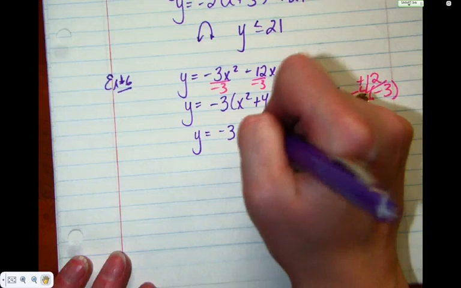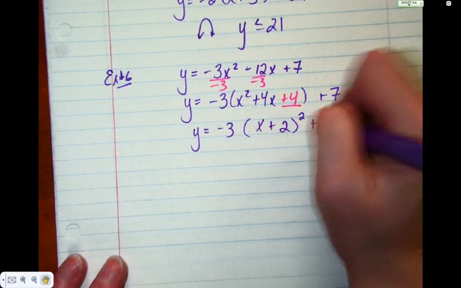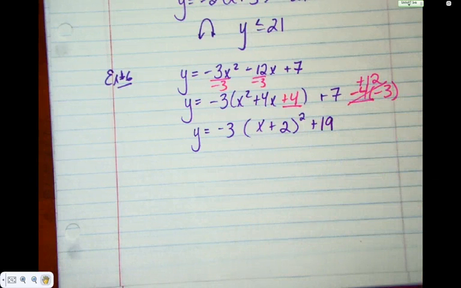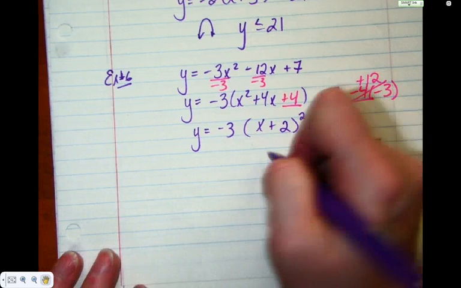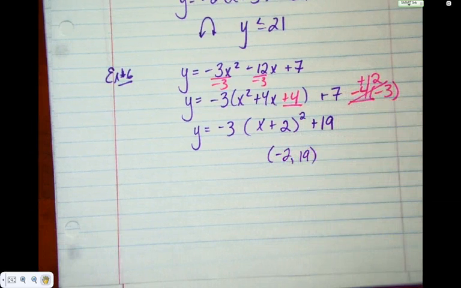Inside the brackets, we're going to end up with an x plus 2. And outside, we're going to have plus 19. Answer the question. So what is the question looking for? Answer it. Question wants a vertex. The vertex is? Who had that? High fives to you guys.